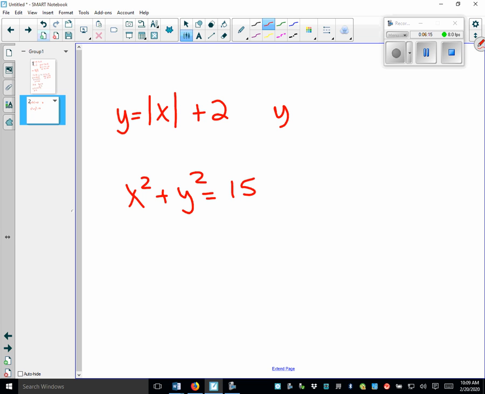Now, a circle. Is the center of this circle 0, 0? Yeah. Of course. So if I have a circle with the center 0, 0, I'm just thinking in my mind, it's probably symmetric to the x-axis.